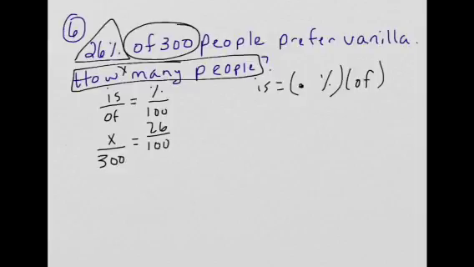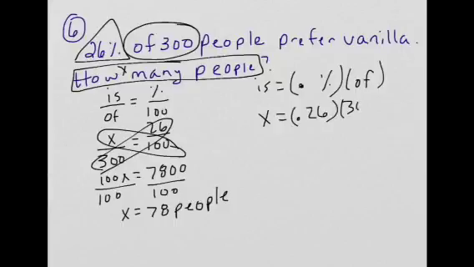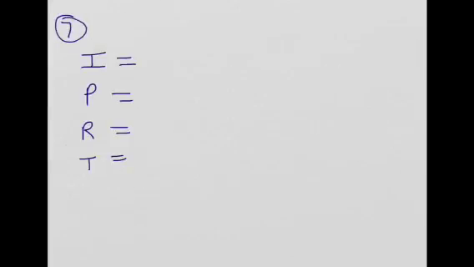I'm going to go ahead and butterfly. Butterfly your X first, so it's going to be 100X is equal to 7,800. Divide by 100, divide by 100. So X is going to be 78 people. Make sure you label. Now if you use the percent equation, we're looking for the is. We're going to change it to 0.26, and we're going to multiply it times 300. And when we multiply, we're going to get X is equal to 78 people. Either way works.